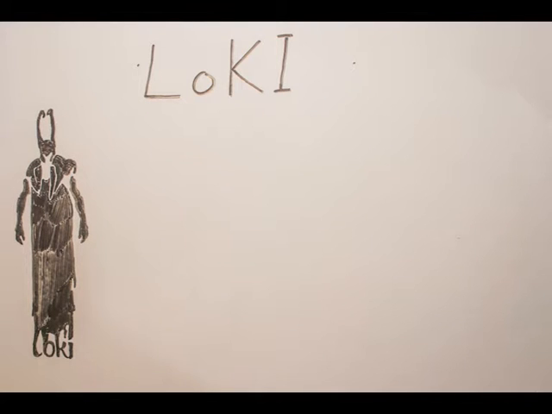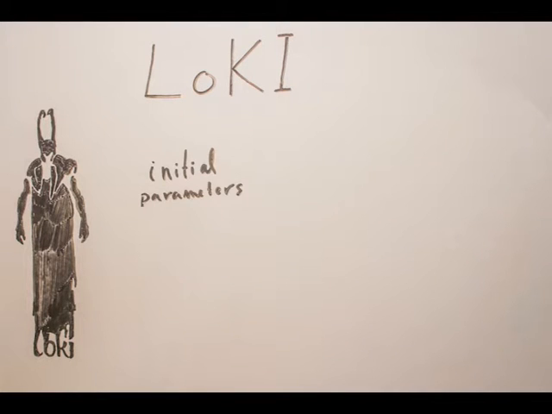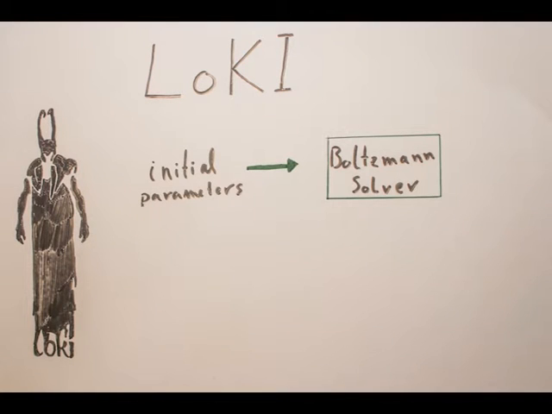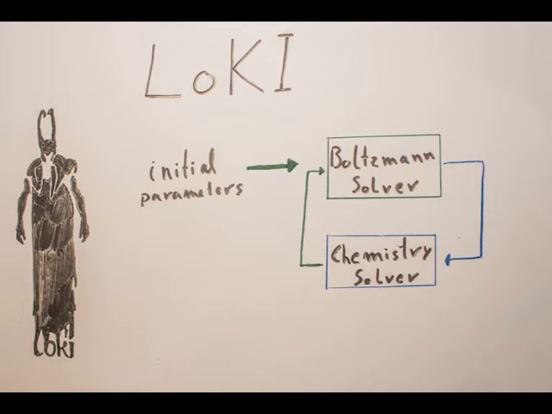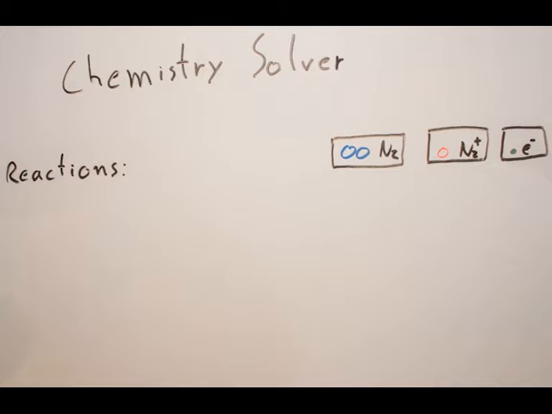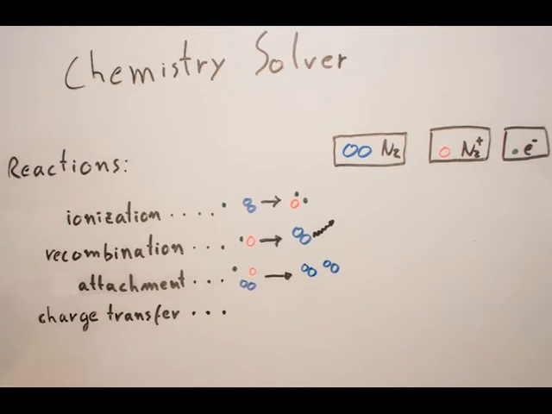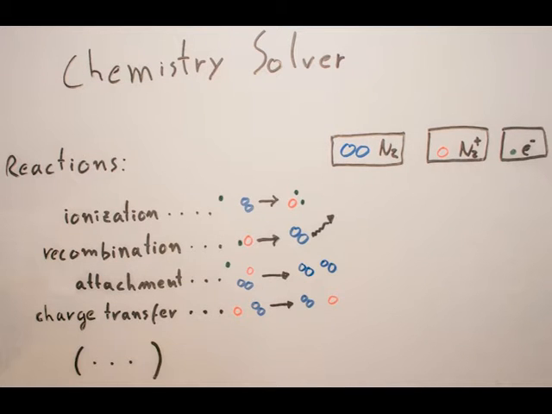In order to find out these parameters, we need simulation tools, and for this we use LoKI. LoKI stands for Lisbon Kinetics and is a computational tool that simulates low temperature plasmas. It is essentially composed by two modules, the Boltzmann solver and the chemistry solver, that will work in a self-consistent way to find the end results. In the chemistry solver, the possible reactions such as ionization, combination, attachment, charge transfer, and others are accounted for.